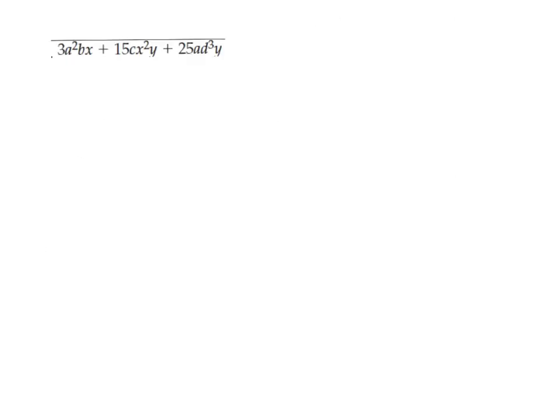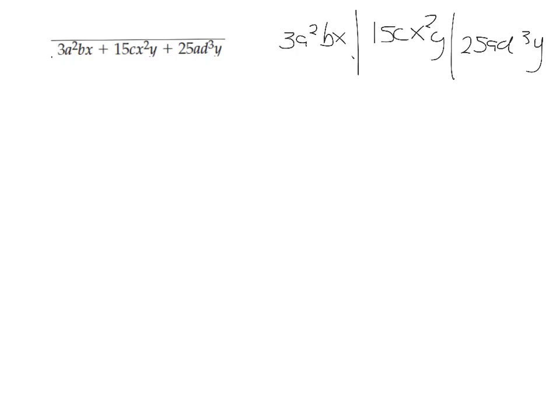Alright, we have another trinomial. You can see 3x squared times bx plus 15cx squared times y plus 25 ad cubed y. That's a trinomial. I'm going to do what I did before to hopefully have you understand. You can see I separated the trinomial into monomials so we can look at it.